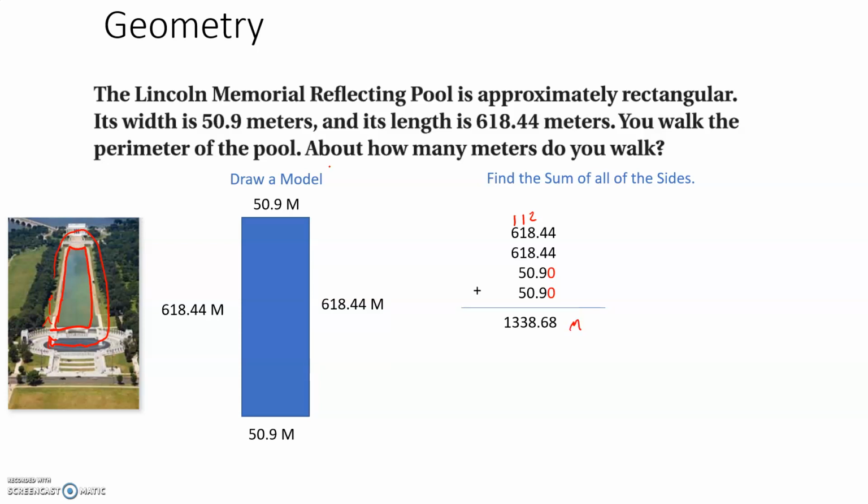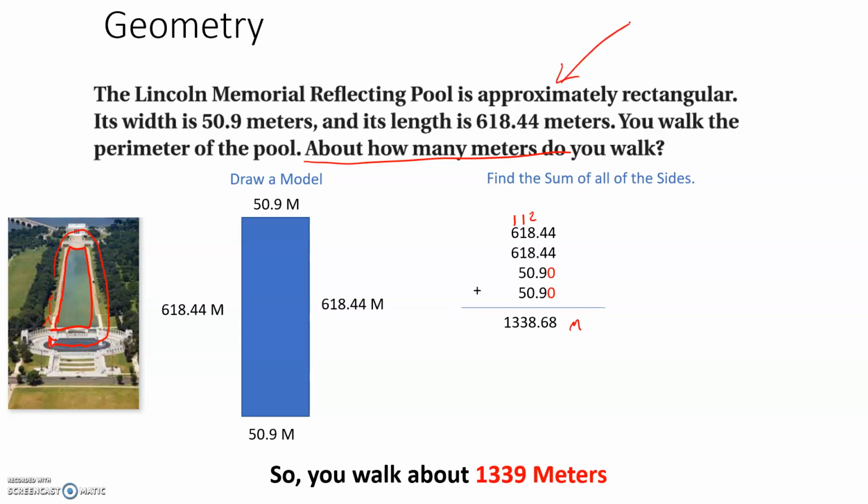Now the question says about how many meters, so I'm going to round that up to 1,339 meters, because it says about how many meters do you walk. And remember, this is approximately rectangular, so the formula is not going to be quite exact, it's approximate. Maybe a little bit more because you have that little extra space over here, and a little bit less space up there.